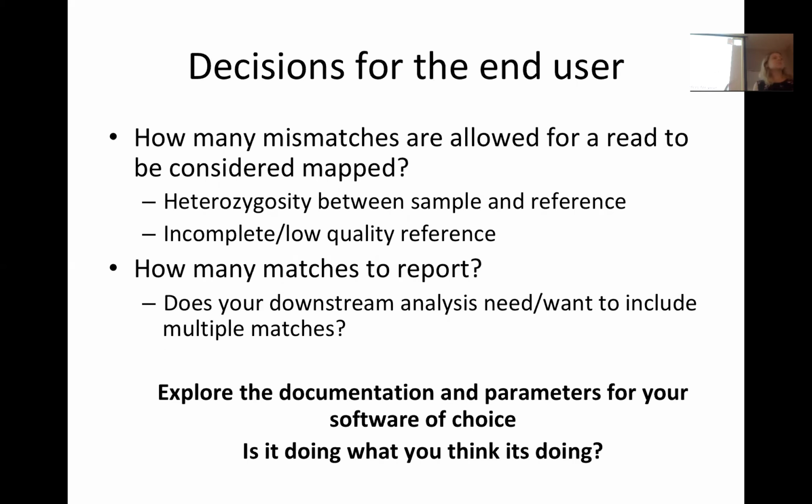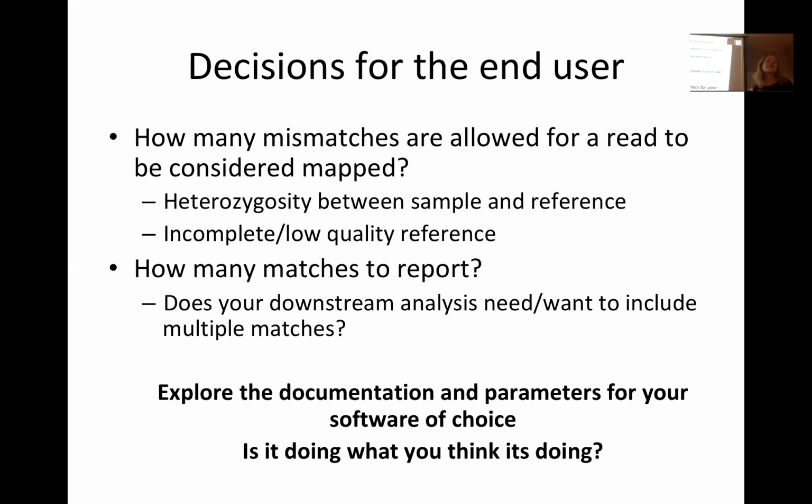Okay. So as with all software, there are many decisions for the end user. How many mismatches are you going to allow for a read to be considered mapped? So you can, to some extent, play with it: I really only want things that are very, very similar, versus I want to try to look at things that are a little more diverged. If you have an incomplete or a low quality reference, this may be more important to you. There are software packages you can pick that are more friendly to this. How many matches do you want reported?